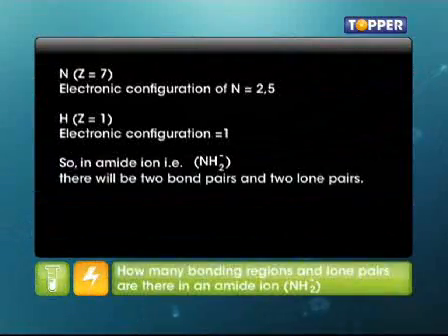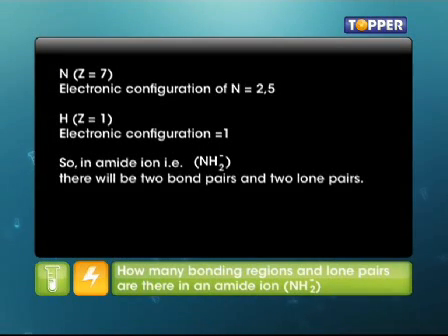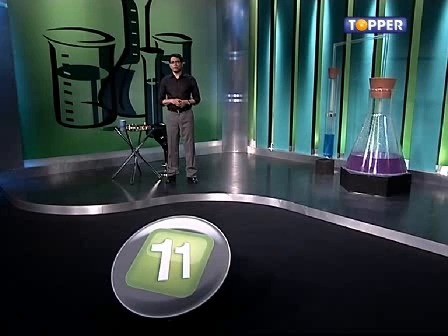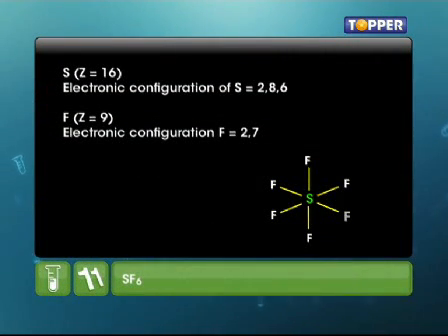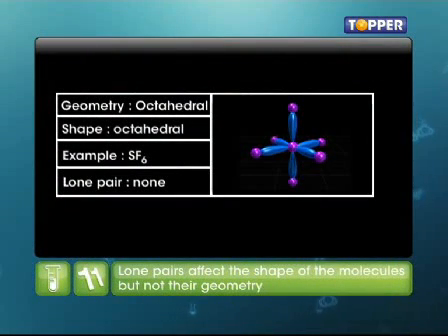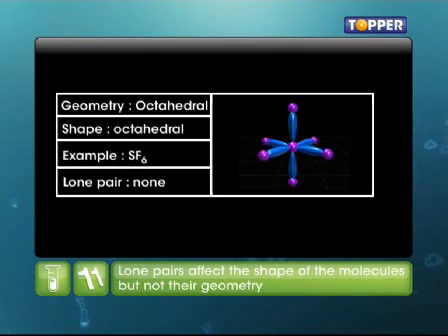So before I left, I asked you how many bonding regions and lone pairs are there in an amide ion. It is really quite simple. The amide ion has 2 bonding regions and 2 lone pairs. So with that out of the way, we move on to the 6 regions of electron density. Look at this table and notice how the presence of lone pairs affects the shape of the molecules and not their geometry.